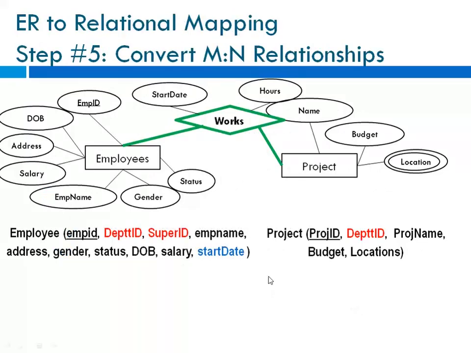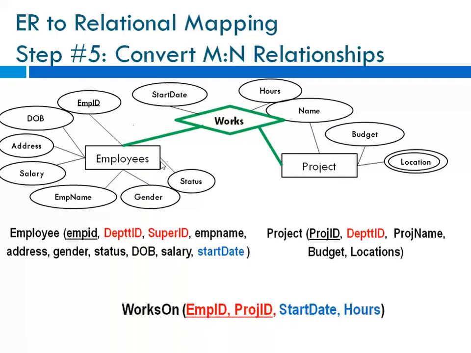Now here we have employees and project. This is a many-to-many relationship. Why? Because we have a non-pointer line here and a non-pointer line here. In an ER diagram, if the lines are drawn like this, then it means it's a many-to-many relationship. So we can say that one employee can work on many projects and one project can have many employees. So here there is a many-to-many relationship.